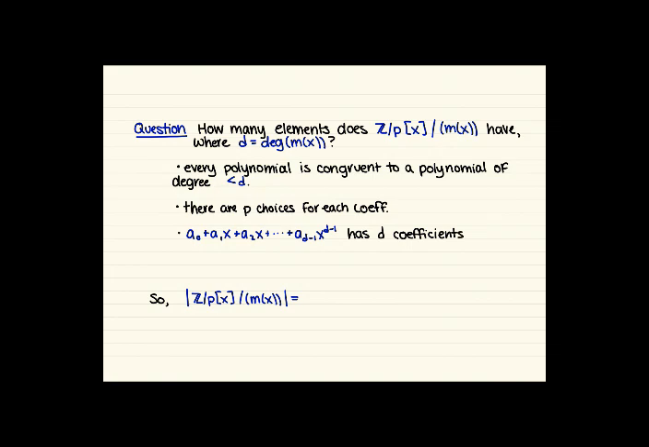So notice that the number of polynomials of degree less than d over Z mod p, since we've got p choices for each coefficient and there are d coefficients, then the order of this field is going to be p to the d. And that's consistent with what we saw where we had a degree 2 polynomial over Z mod 2. We got 4, which is 2 squared.